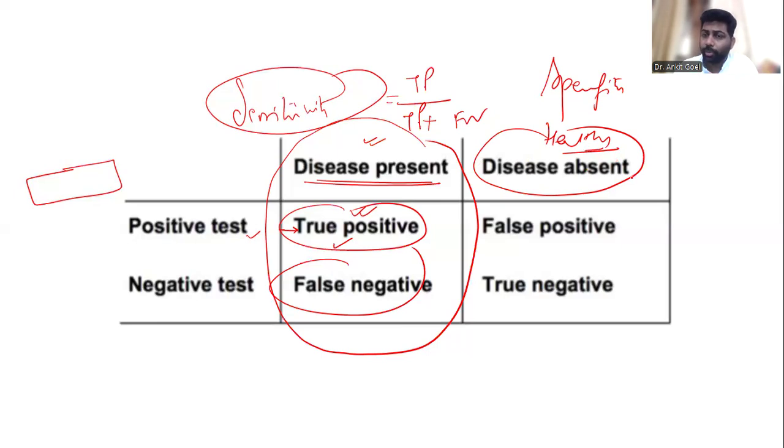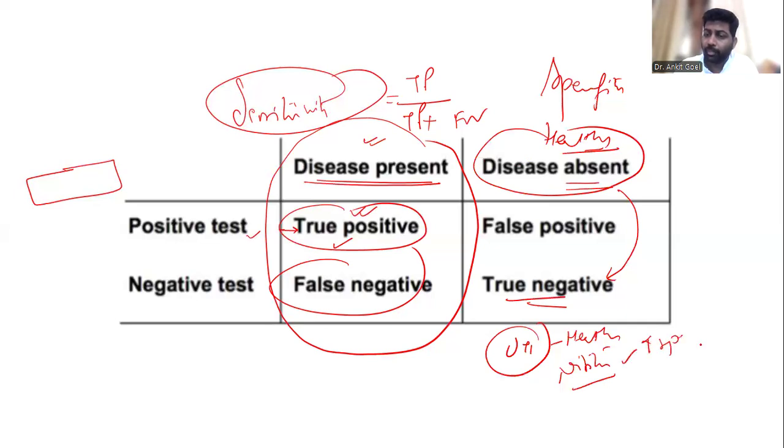And what are we talking about? Among the healthy population, if you do that test, how many are actually going to test negative. Suppose you do a test to detect UTI in a healthy population. You do a nitrite test in the urine. You know that nitrite has high specificity. That means if you do this test in a healthy population, you are going to find that most of those who don't have the disease are going to test negative. So if they don't have the disease, the test will be negative.